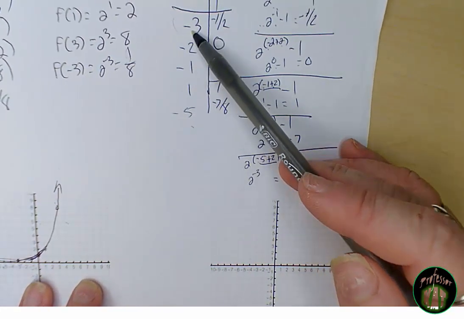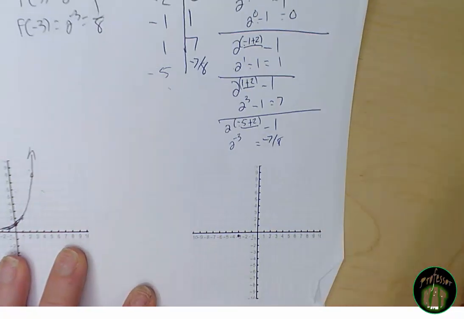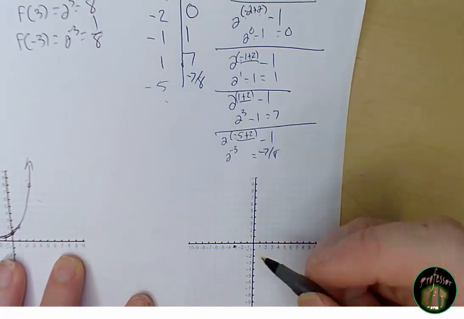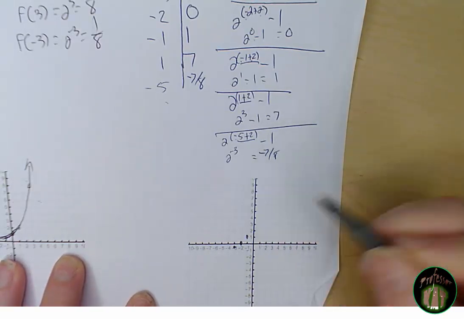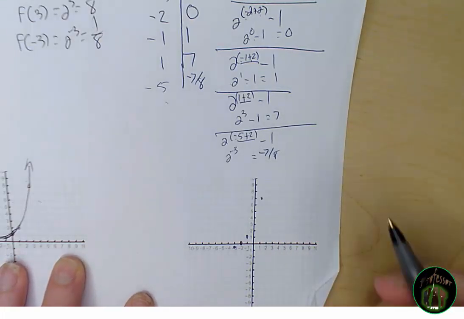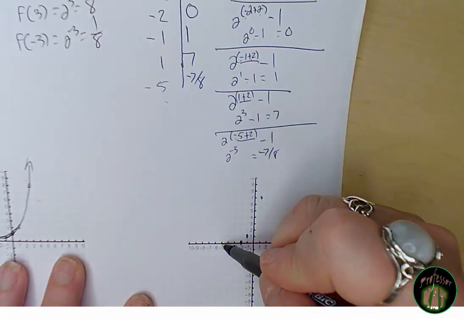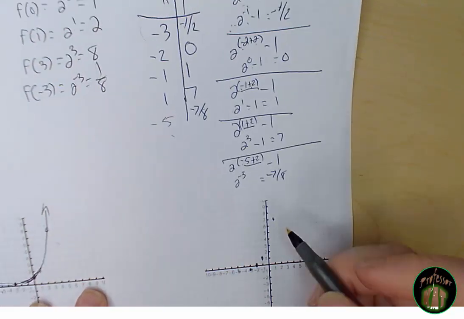The first being (-3, -1/2), which is about there. Then we have (-2, 0), we have (-1, 1), we have (1, 7), and then we also had (-5, -7/8), which is about there.